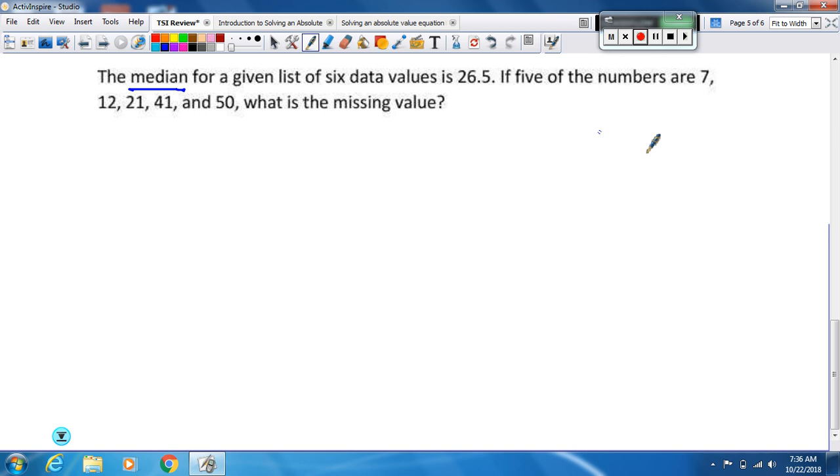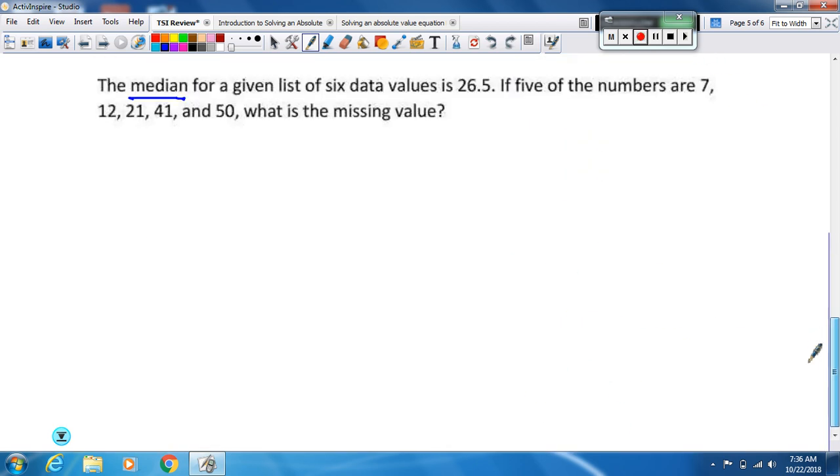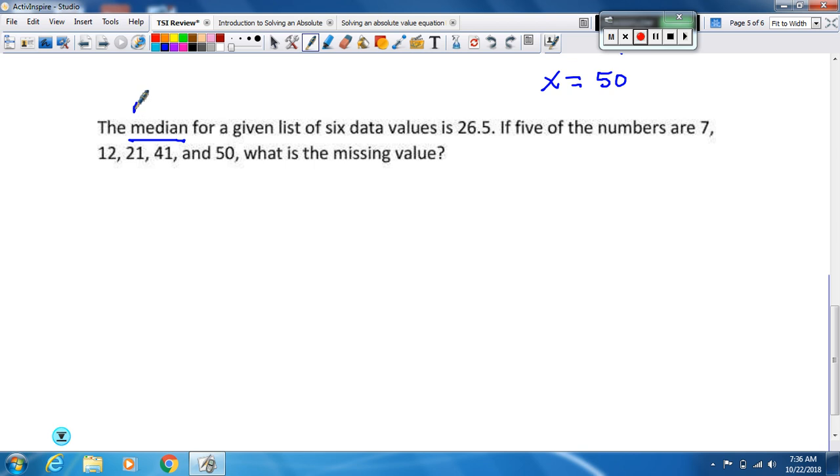Okay, median. Oops, sorry about that. Let me try that again. Median means middle number.